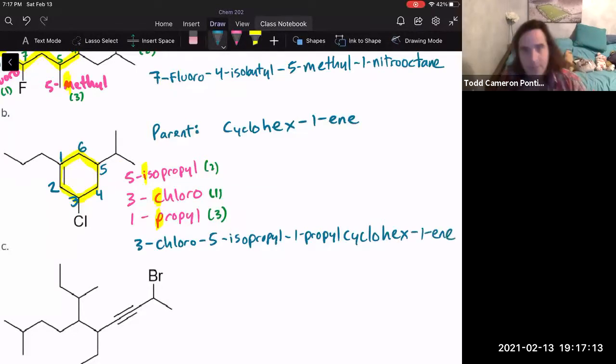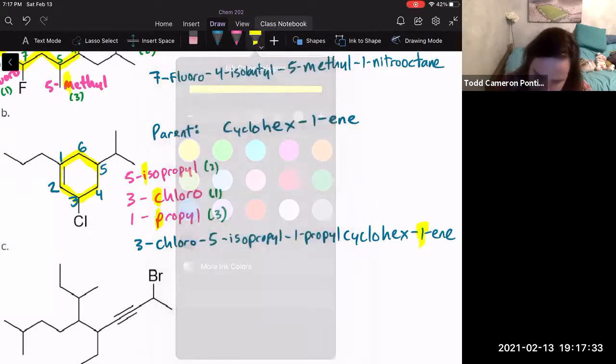And we'll jump into the parent name, cyclohex-1-ene. Again, I could also call it 3-chloro, 5-isopropyl, 1-propyl, 1-cyclohexene, but I just prefer to include that one right before the ene. I think it's a little bit more straightforward. Okay, so we've got one more left to do.